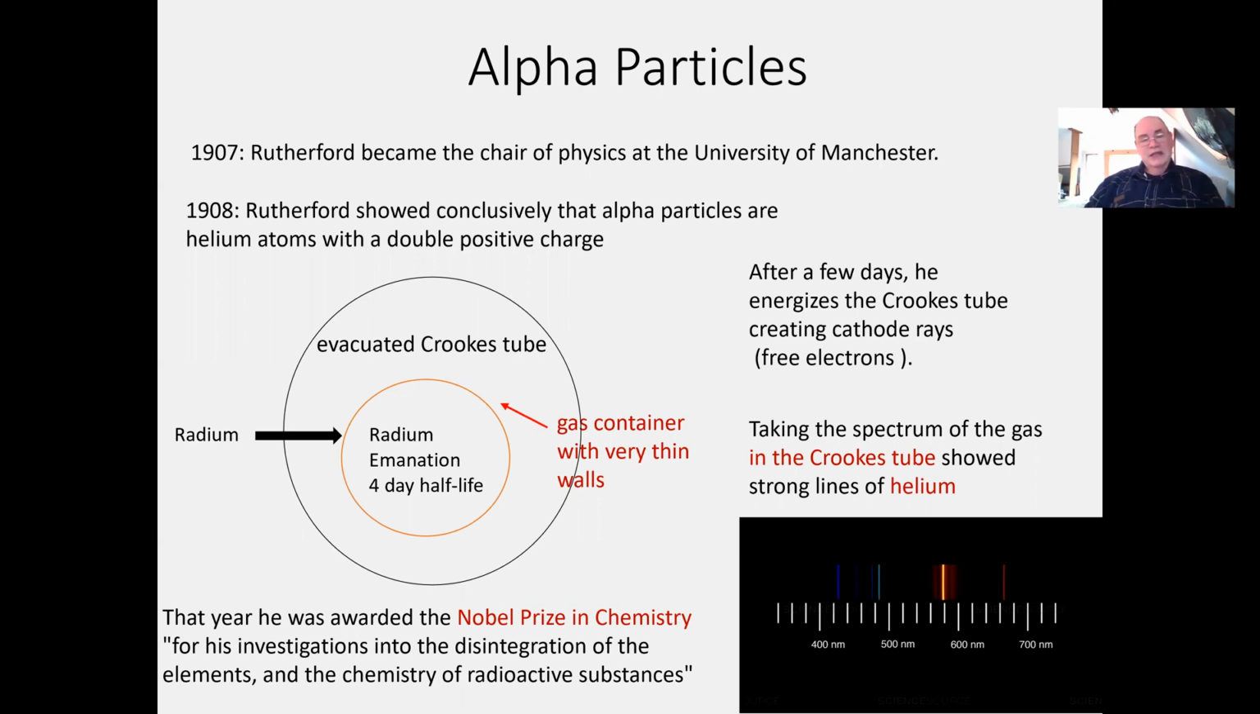That was the year, by the way, that he won the Nobel Prize in Chemistry for his investigations into the disintegration of the elements in the chemistry of radioactive substances. He, of course, was a physicist. He was a little chagrined that he won the prize in chemistry. He made the very funny remark that he had been studying transformations for a very long time, but never saw as quick a transformation as transforming a physicist into a chemist.